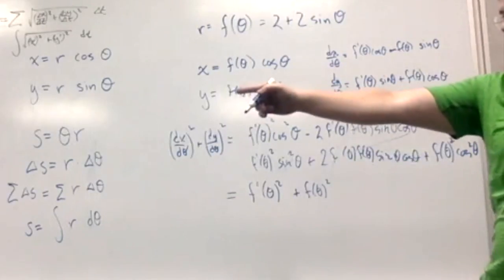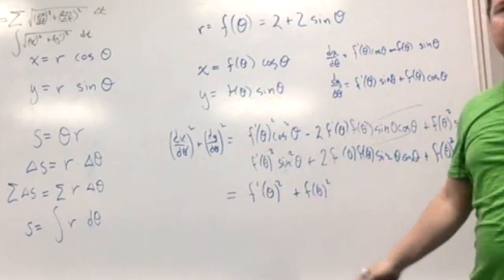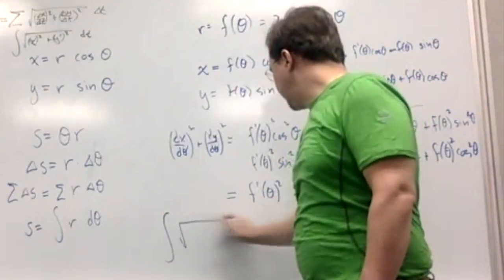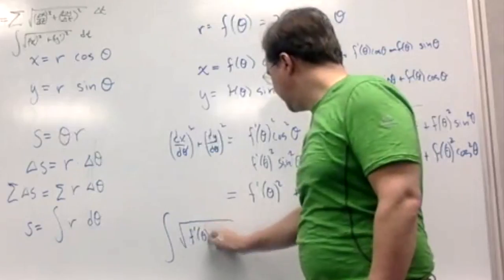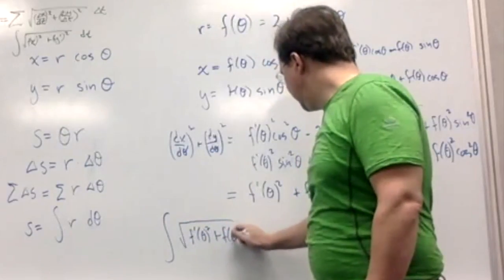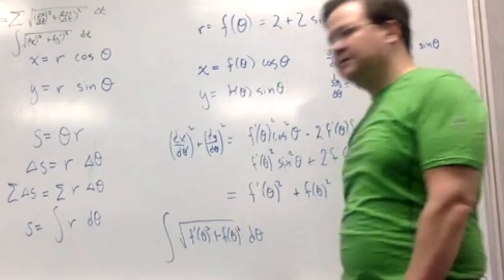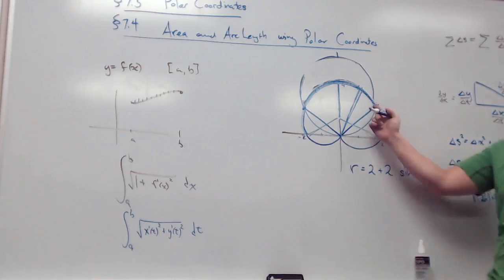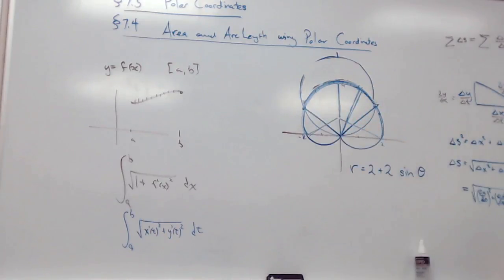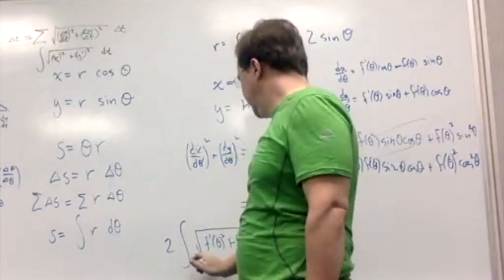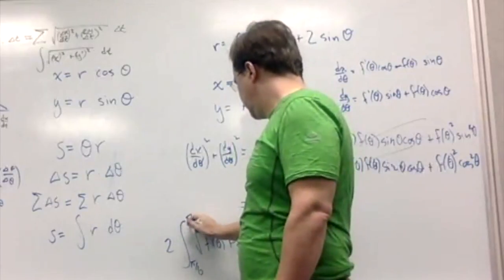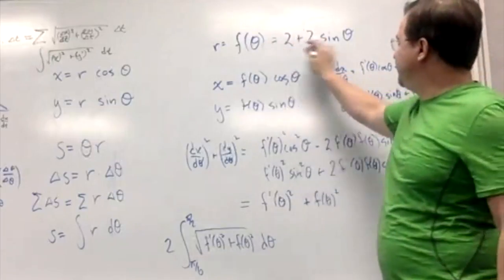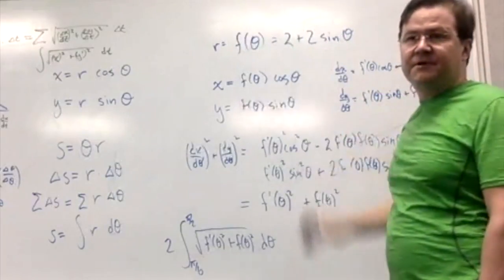So we're looking at the parametric form of arc length. It's just going to be the square root of f prime of theta squared plus f of theta squared d theta. And since I decided I want to find the arc length from here to here, I guess it's just going to be twice the arc length from. Again, f of theta is this, and f prime of theta would be the derivative of this.